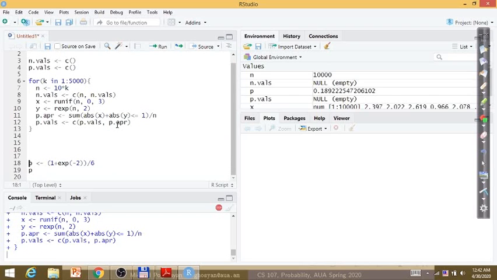See if that is running. Yeah, that is calculating. Okay. That will take a little bit of time.